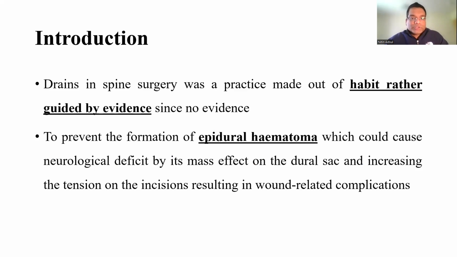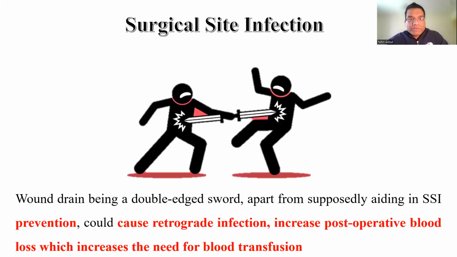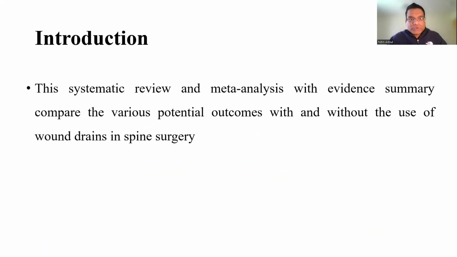The aim is to prevent the formation of epidural haematoma, which could cause neurological deficit by its mass effect on the dural sac, and increasing tension on the incisions, resulting in wound-related complications. So basically, the use of the drain is a double-edged sword. If we use it, few people think it prevents infection, but it potentially causes retrograde infection and increases postoperative blood loss, which increases the need for blood transfusion.